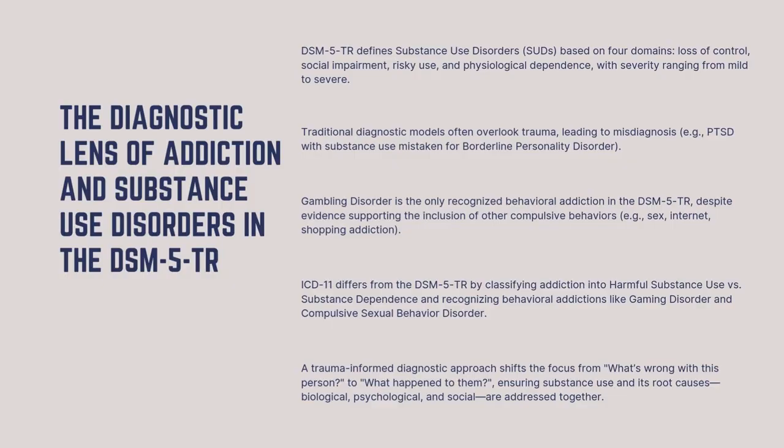The DSM-5-TR criteria for substance use disorders focuses on 4 key domains: loss of control, social impairment, risky use, and physiological dependence or tolerance and withdrawal. A person must meet at least 2 out of 11 possible criteria to receive a diagnosis, with severity classifications ranging from mild, 2 to 3 symptoms, moderate, 4 to 5 symptoms, and severe, 6 or more symptoms.